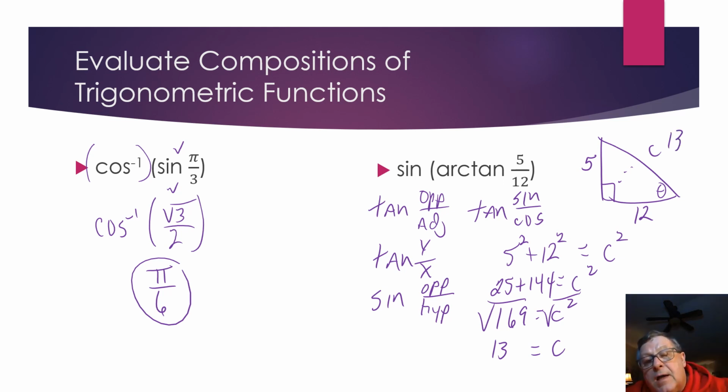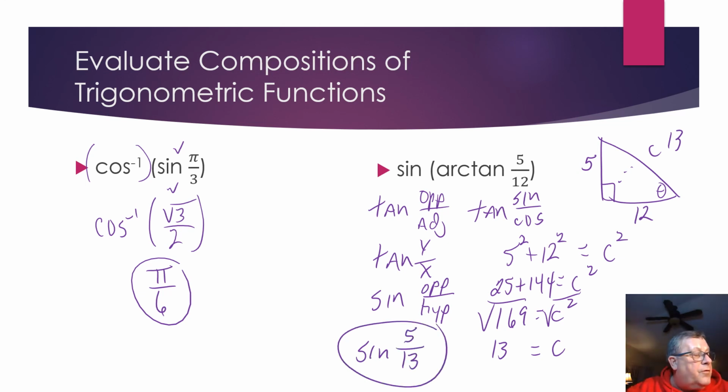And so what's the sine then? The sine is going to be 5 opposite over the hypotenuse, 5 over 13, based upon the inverse tangent being 5 over 12. Compositions of trigonometric functions. Cool.